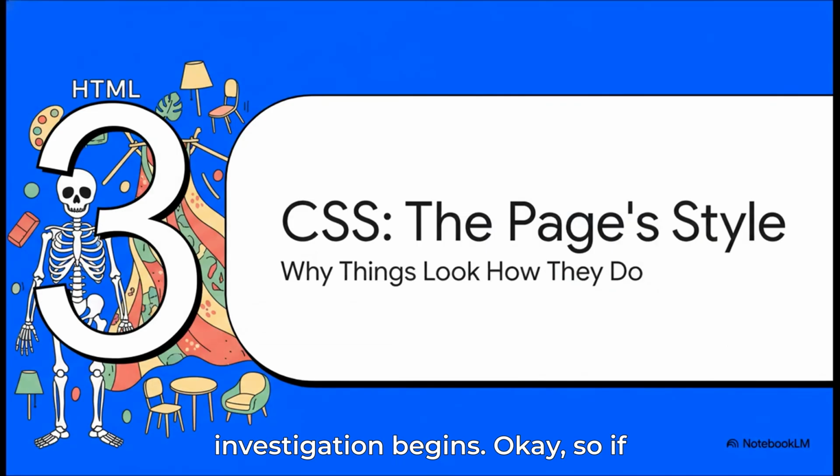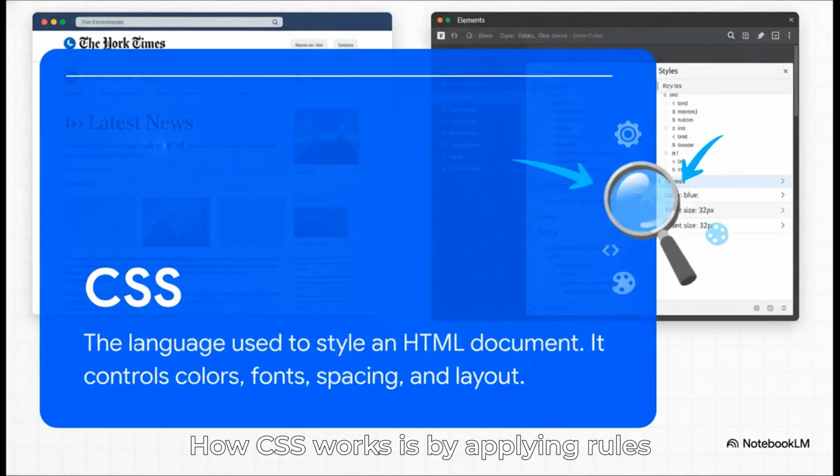Okay, so if HTML is the skeleton, then what gives the page its looks? You know, the colors, the fonts, the layout? Well, that's the job of CSS. Think of it like the paint, the clothes, and the furniture that you put on that HTML skeleton to actually bring it to life. How CSS works is by applying rules to all those HTML elements. For example, a rule might say something like, hey, find all the H1 headings on this page and make them blue and 32 pixels tall.